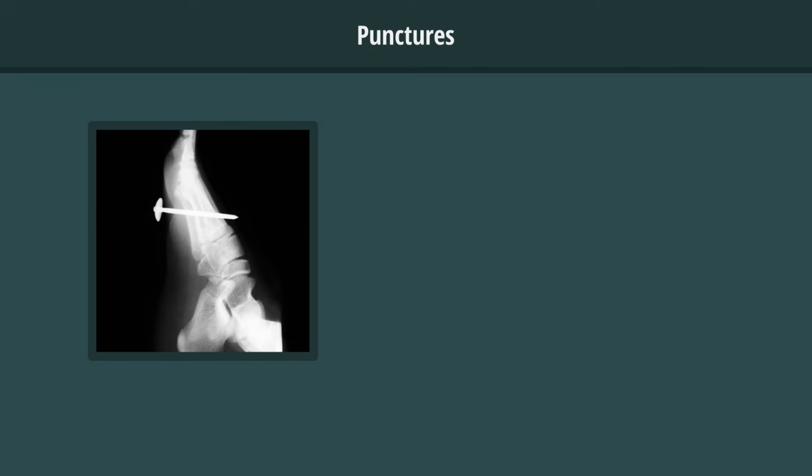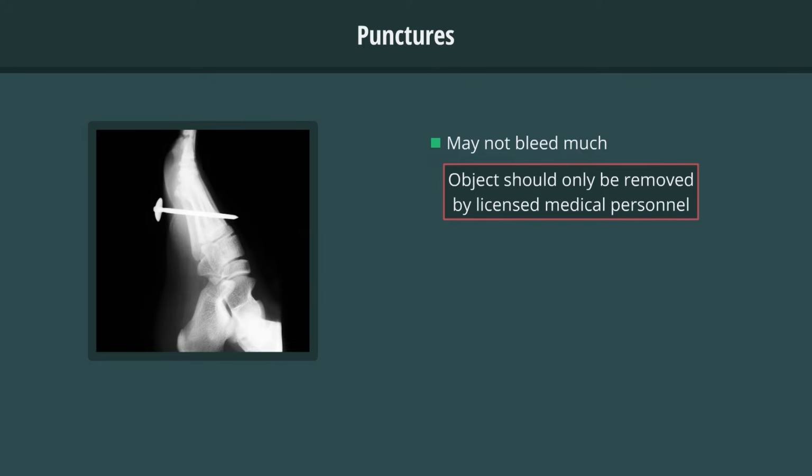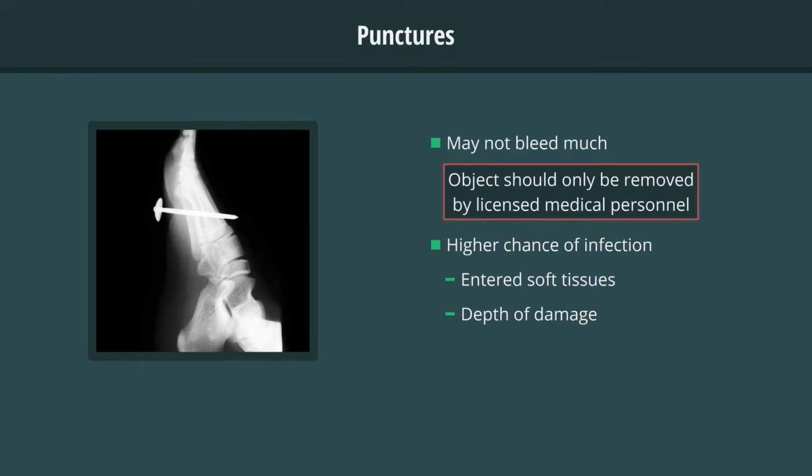Another form of injury is a puncture wound, which may not bleed much unless a blood vessel has been injured. The object that caused the puncture wound should only be removed by licensed medical personnel. Such an injury has a higher chance of infection due to the object that entered the soft tissues and the depth of the soft tissue damage. This can cause significant bleeding that may be hard to control.